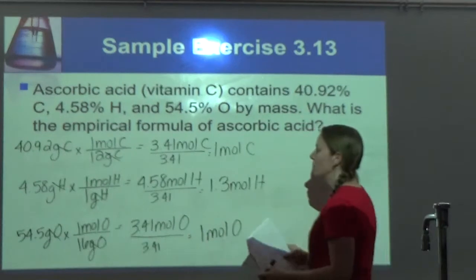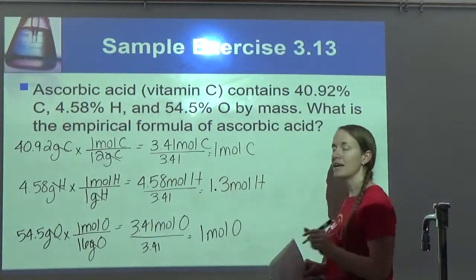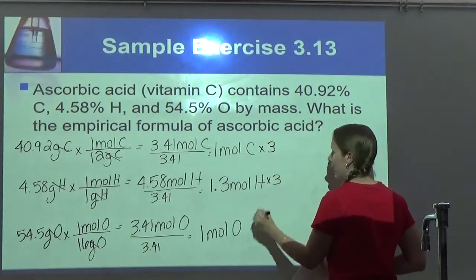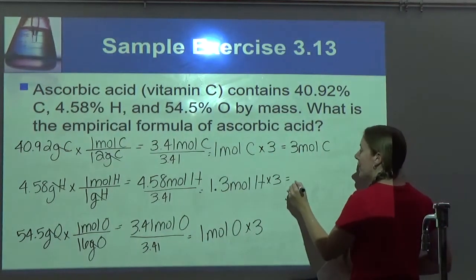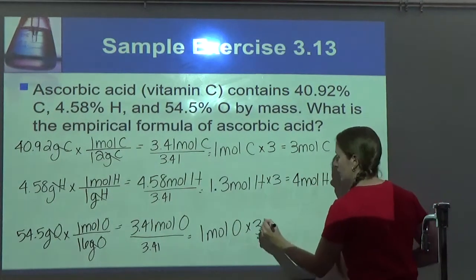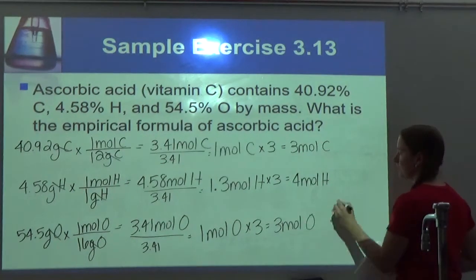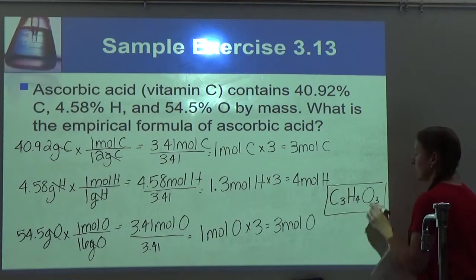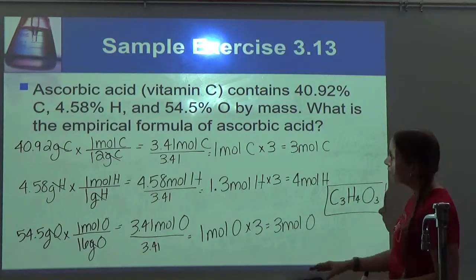Now, as much as you want to round this 0.3 down to 1, you can't do that. This is like saying 1 1/3. So the way we fix that is we multiply all of them by 3. You don't just multiply the one that has the decimal by a number, you do it for all of them. So once I do that, these are my subscripts. So I have C3H4O3. And so that's my empirical formula for vitamin C. So that's my reduced formula for vitamin C.